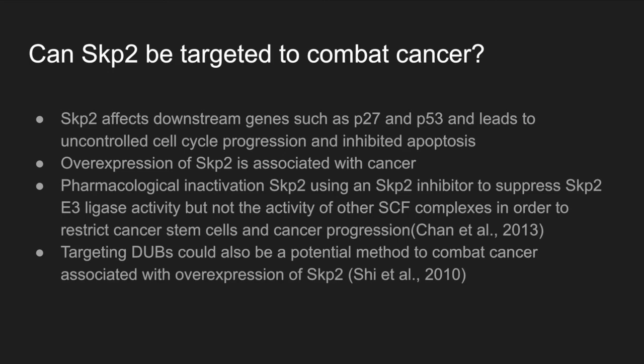SKP2 affects downstream genes such as P27 and P53, leading to uncontrolled cell cycle progression and inhibiting apoptosis. Since overexpression of SKP2 is associated with cancer, it may be possible to pharmacologically inactivate SKP2 using an inhibitor to suppress its E3 ligase activity, but not the activity of other SCF complexes, in order to restrict cancer stem cells and cancer progression. Targeting DUBs could also be another potential method to combat cancer associated with overexpression of SKP2.